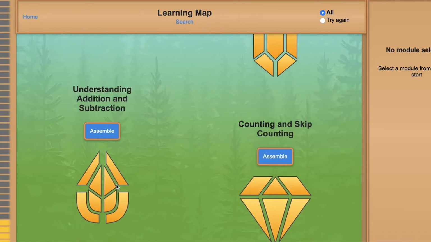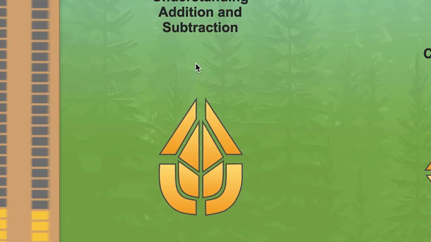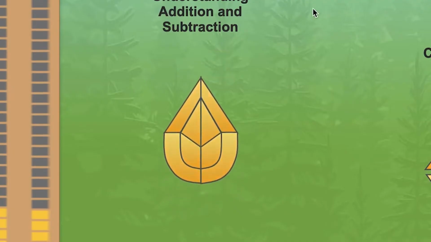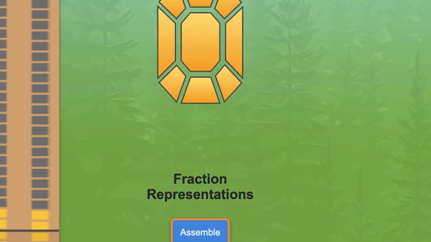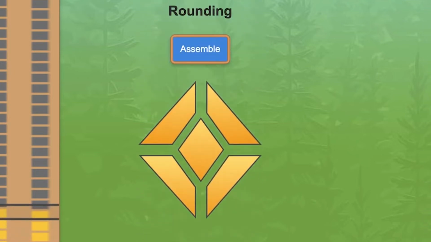Once the student has mastered the modules corresponding to each segment of the shape, the student can then click Assemble. The student is presented with a small animation of the shape assembling. This animation gives the student a sense of achievement and indicates to them that they have mastered this concept.